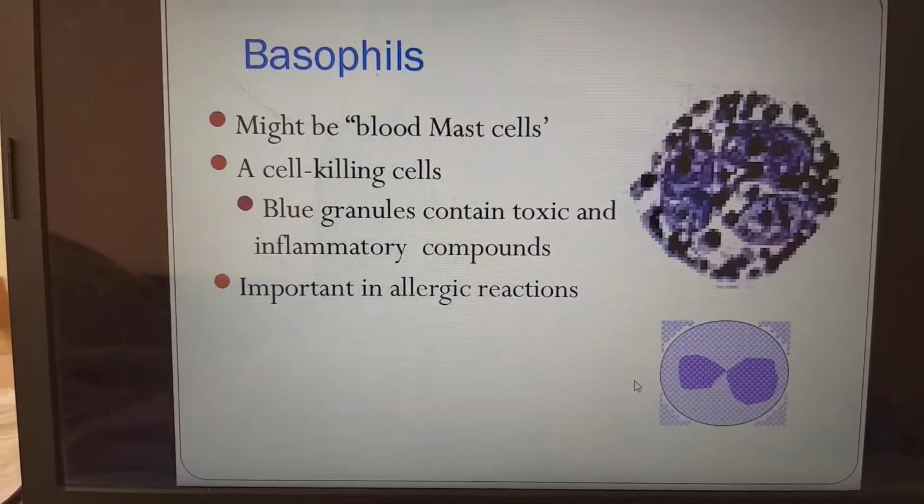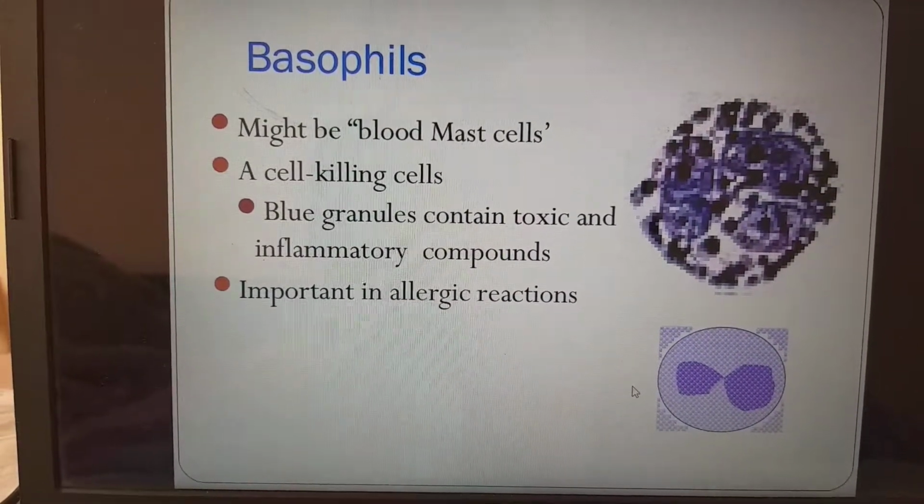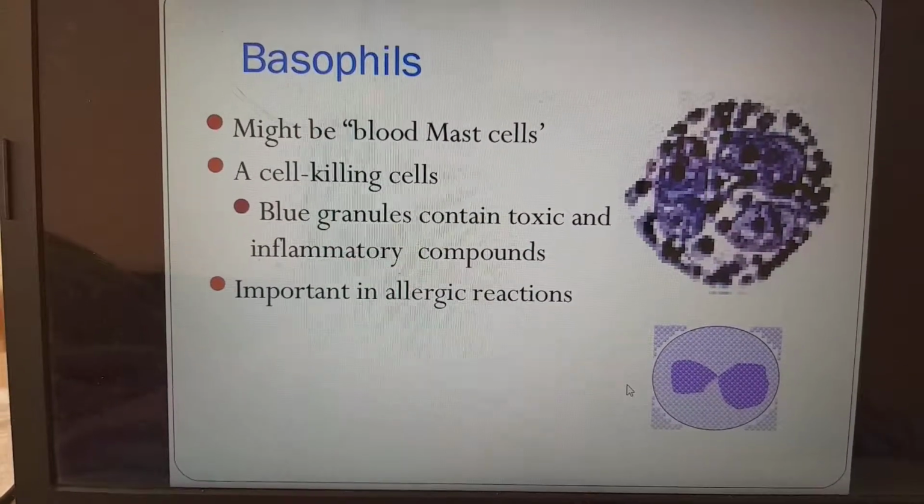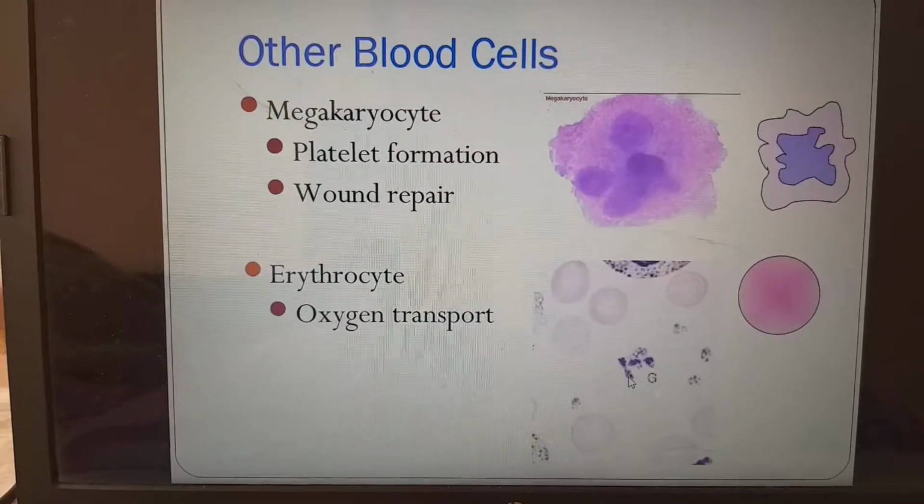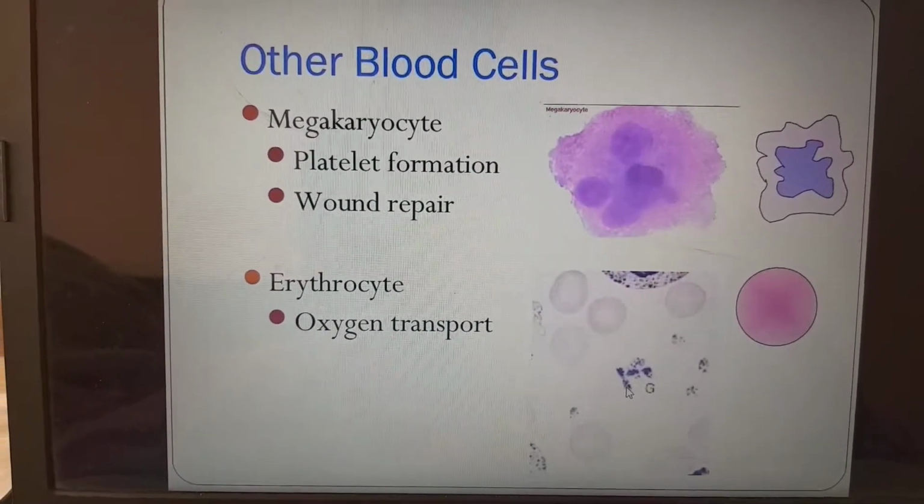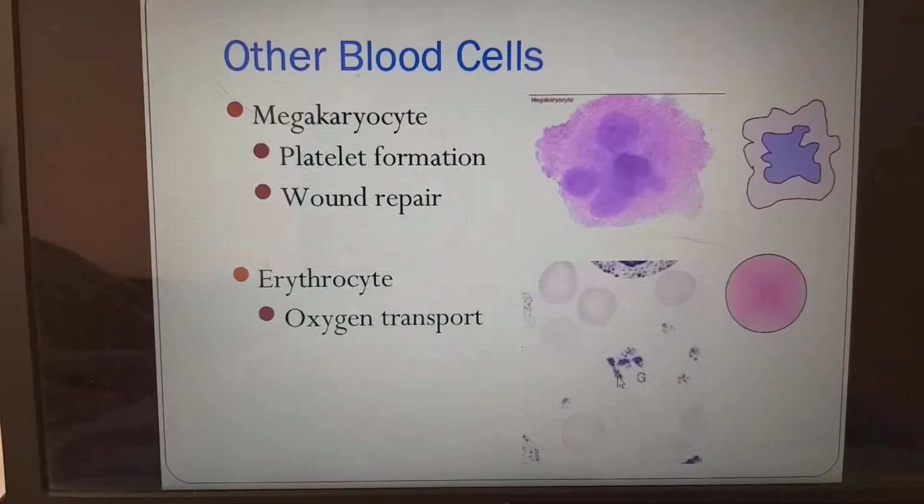Basophils might be blood mast cells, cell-killing cells. Blue granules contain toxic and inflammatory compounds, important in allergic reactions. Other blood cells are megakaryocytes for platelet formation and wound repair, and erythrocytes for oxygen transport.